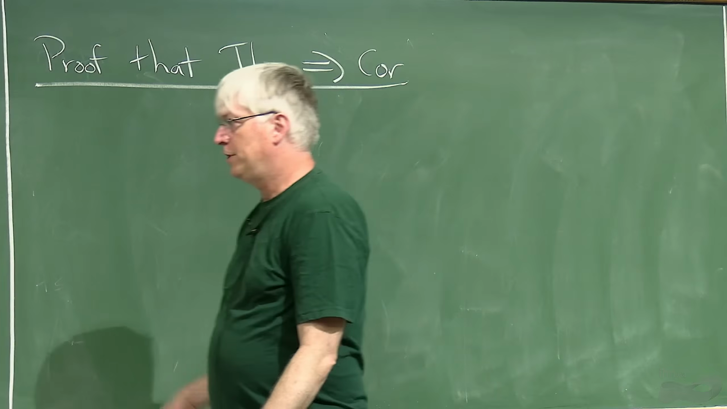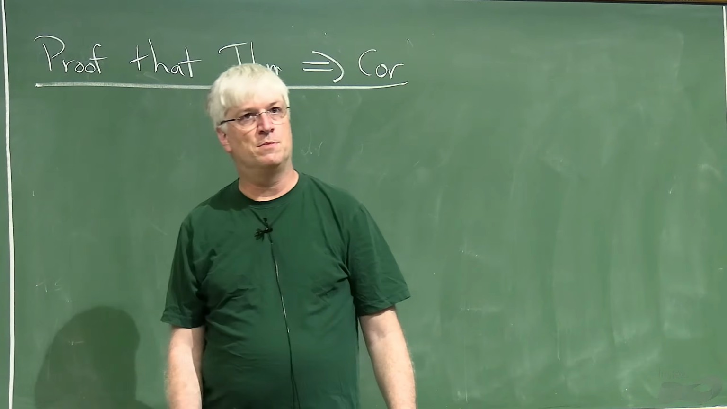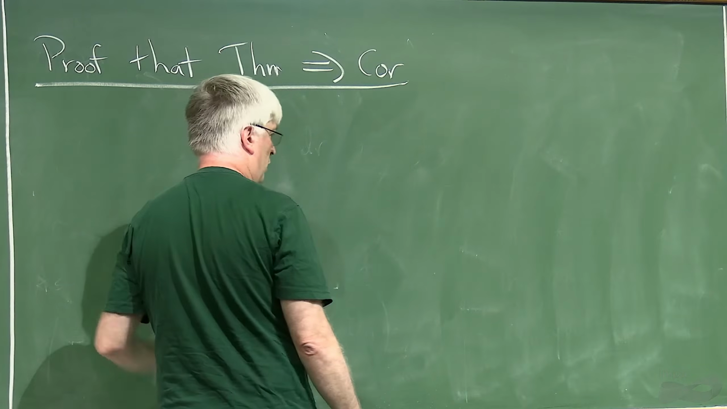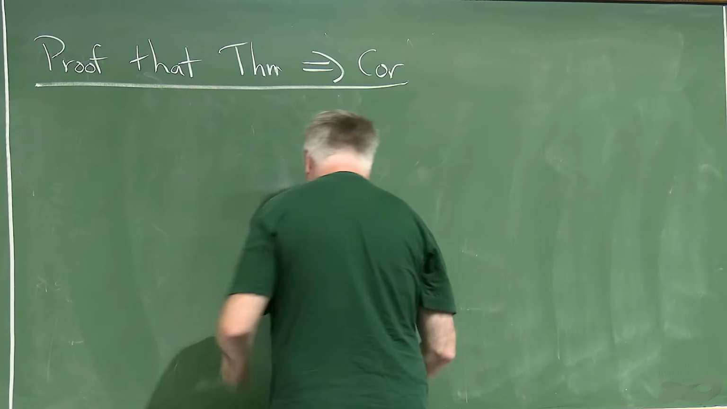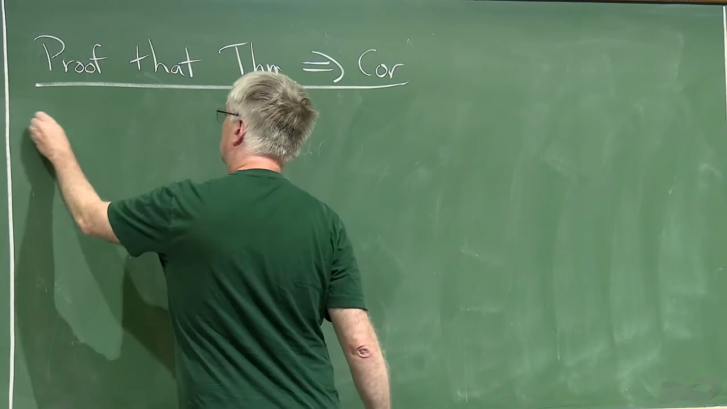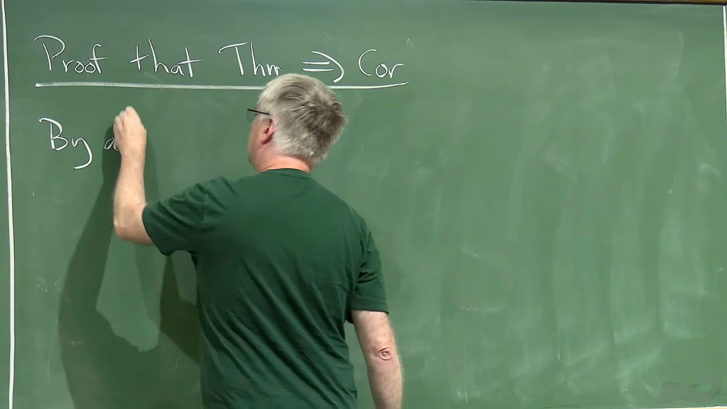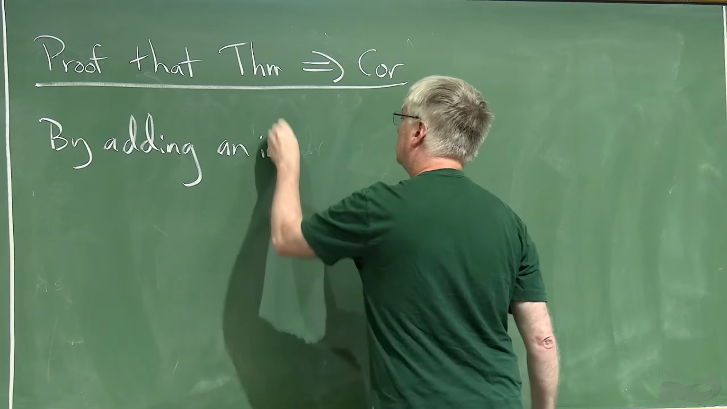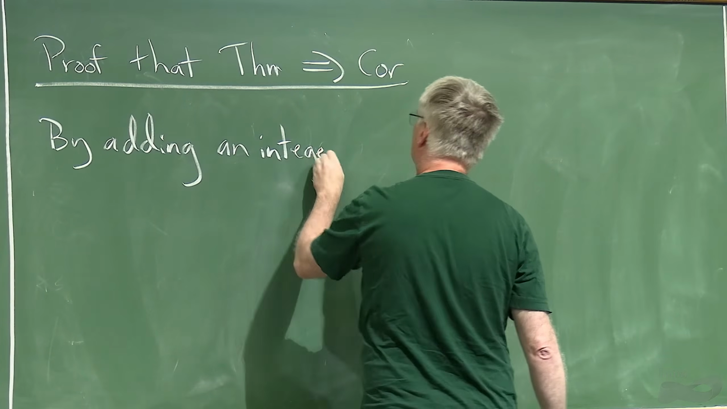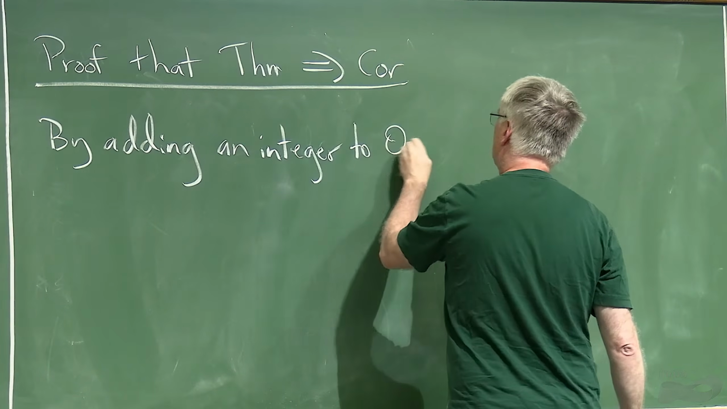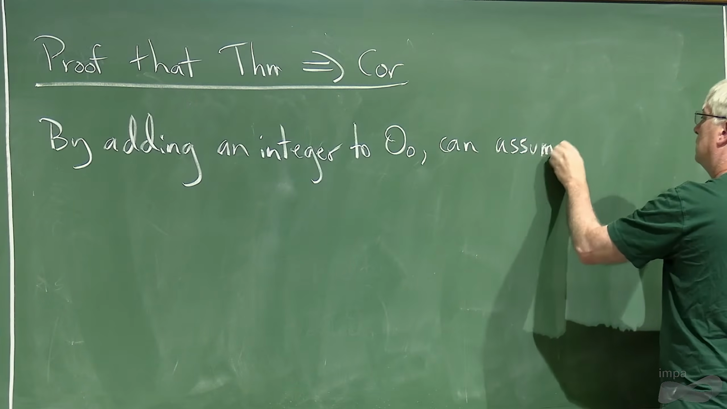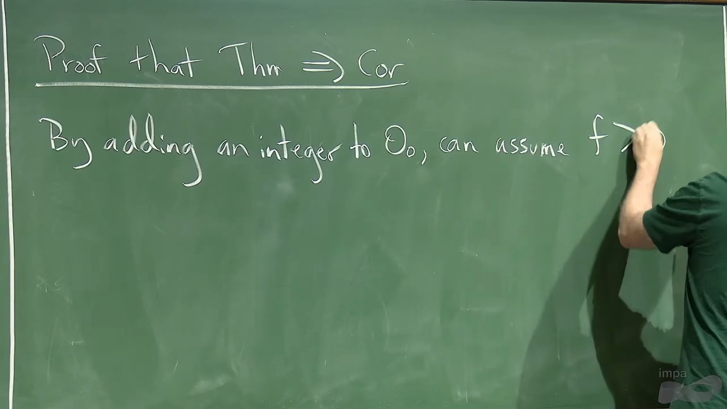So I want to start with my map of the disk and use it to make a contact form. First of all, by adding an integer to theta 0, we can assume that f is everywhere positive on the disk.